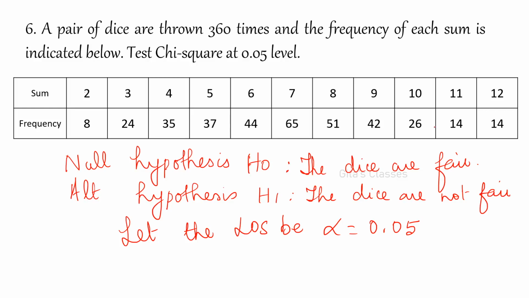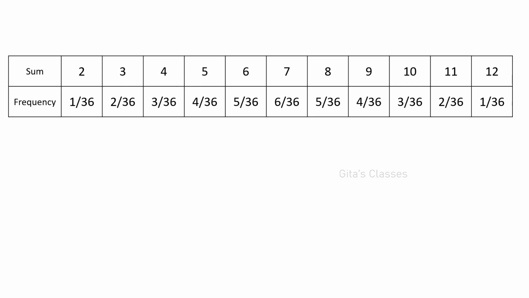Right. So null hypothesis H0, the dice are fair. Here you are asked to find out whether the dice are fair or not. Alternative hypothesis is the dice are not fair. Let the level of significance be 0.05 because it is given. And we know this, this is the probability of getting the sum. These are the probabilities.